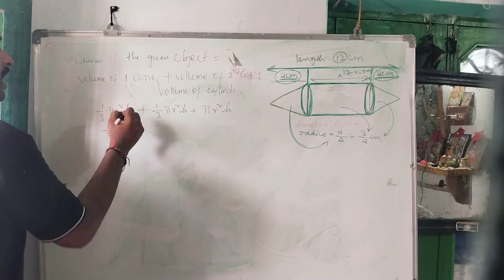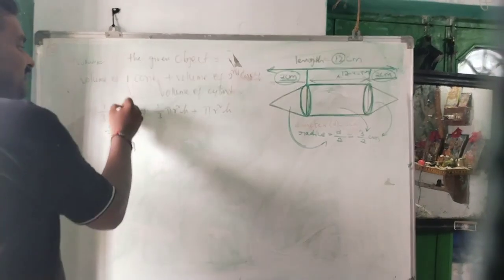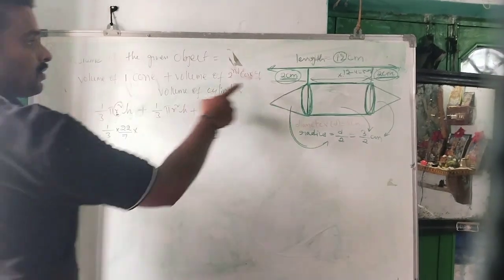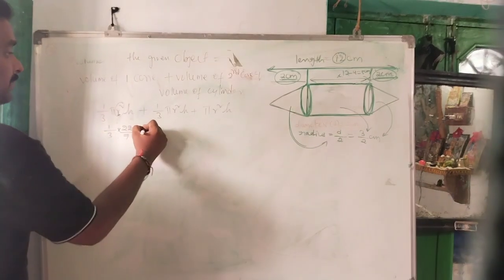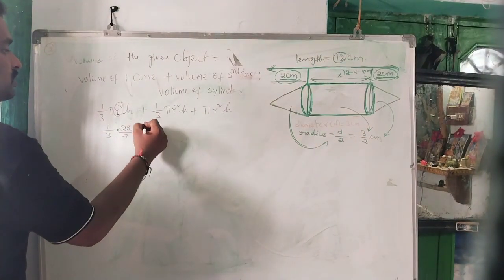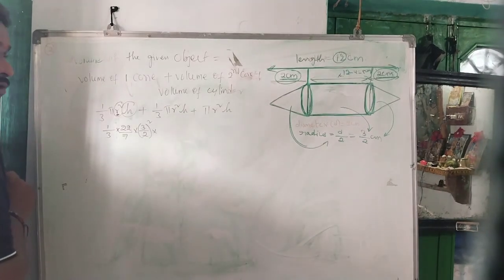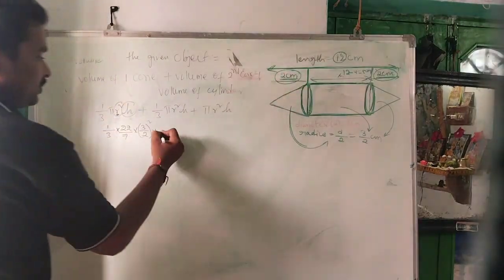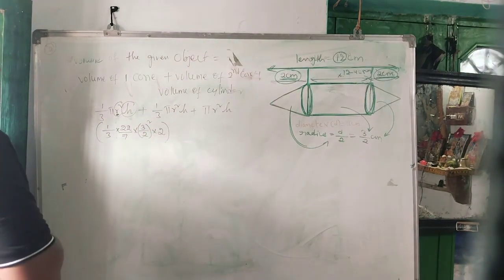R square. R means what? Radius. Whose radius is it? It is the radius of the cone. What is our radius of cone? Radius of cone is 3 by 2. 3 by 2 whole square, into height. What was the height of the cone? Height of the cone was given 2. This is the volume of the cone.